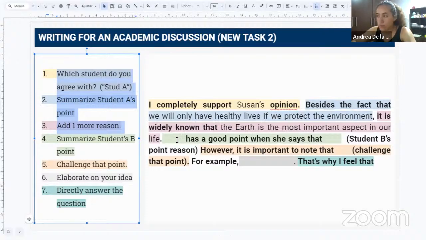Lo ideal es que cambien algunas palabras, que lo parafraseen, ¿no? De you paraphrase, porque acuérdense que el vocabulario importa. Entonces, si hacen un copy-paste, no está mostrando vocabulario. Entonces, sí es importante que parafraseen de cierta forma, manteniendo la misma idea, ¿no? Pero sí parafrasearlo un poco.